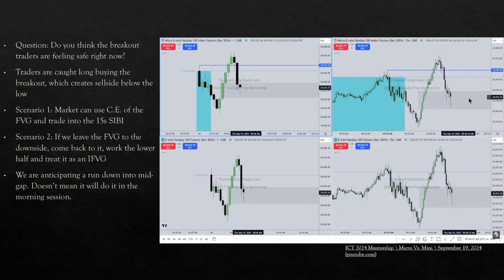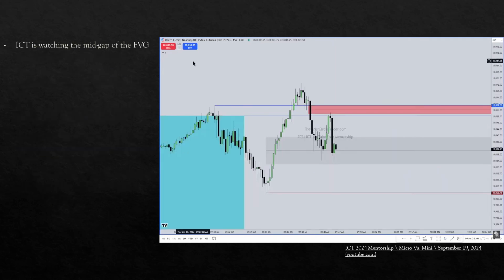So currently we're above it, our bias is short and we're seeking shorts to the mid gap. Again, ICT is watching the mid gap of the fair value gap right here. The consequent encroachment, if we would break below it, we would like to see a run down below this low.